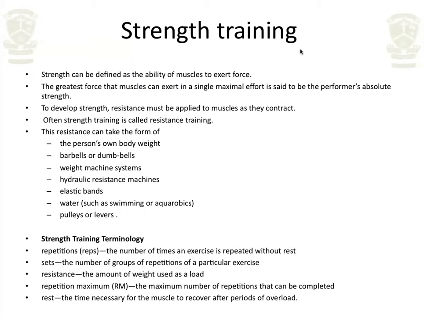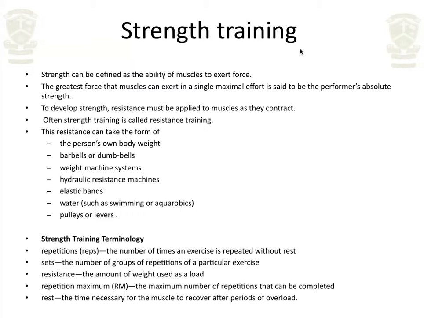When we talk about sets, that's the number of groups of repetitions of a particular exercise. Resistance is the amount of weight used as a load. Repetition max is the maximum number of repetitions that can be completed. And rest is the time necessary for the muscle to recover after periods of overload.